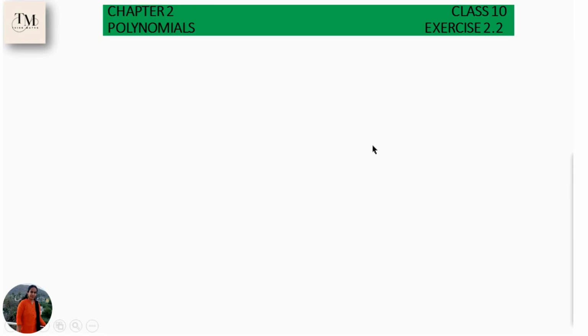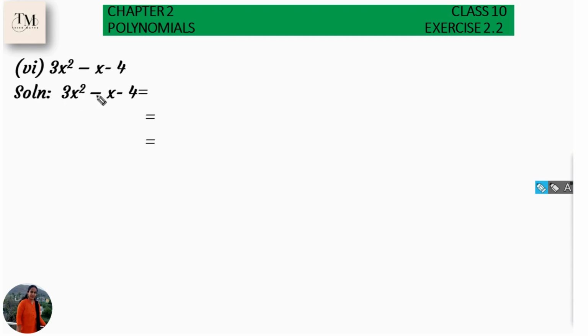This is the last problem of the first question. 3x square minus x minus 4. So we have to find the sum and product. So here the sum is minus 1 and the product is 3 into minus 4, that is minus 12. So the two terms can be written as minus 4 and 3, because if you add the two terms you will get minus 1. If you multiply you will get minus 12.